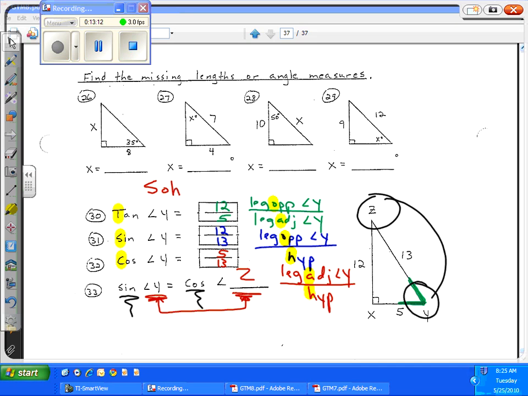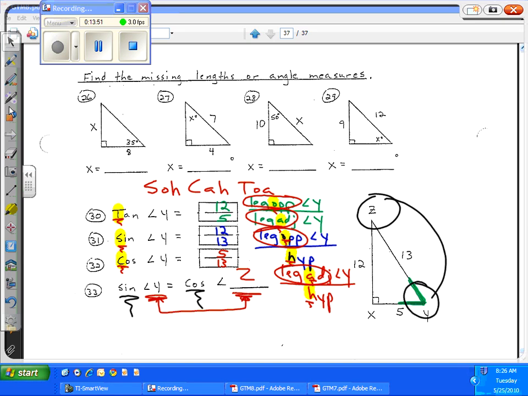Sine is leg opposite over hypotenuse. Cosine is leg adjacent over hypotenuse. Tangent is leg opposite over leg adjacent. You might like the acronym to memorize. Don't forget, when you say opposite and adjacent, don't just say opposite, adjacent. Say leg opposite, leg adjacent, leg opposite, hypotenuse, leg adjacent, hypotenuse. Okay? All right.